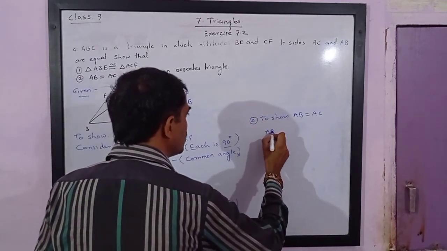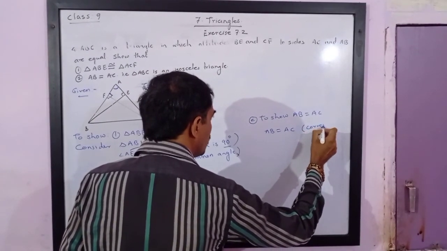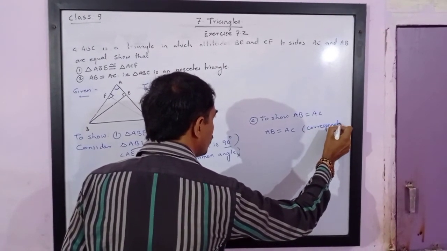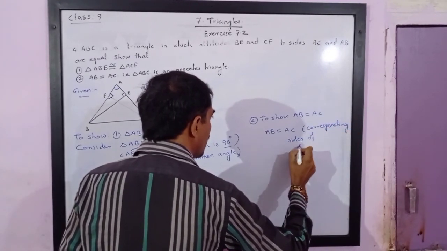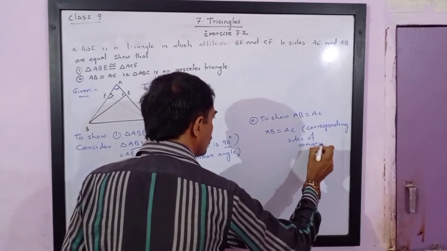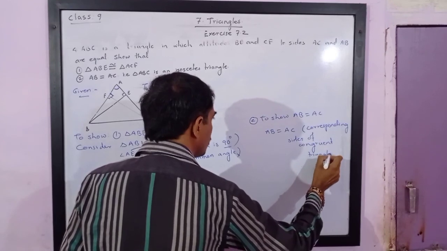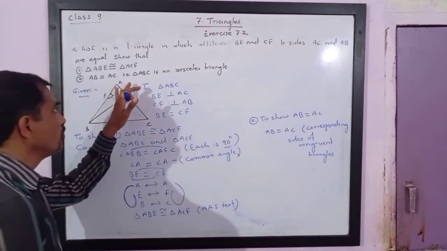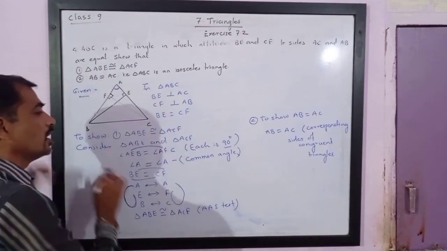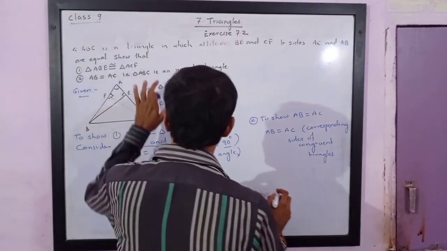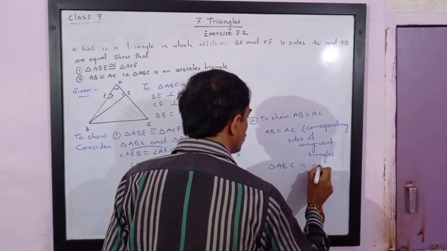AB is equal to AC because they are corresponding sides of congruent triangles. And the second part of the question is also proved. So if two sides of a triangle are congruent, we call such a triangle an isosceles triangle. So we can say that triangle ABC is an isosceles triangle.